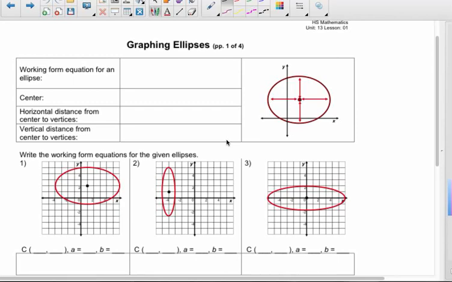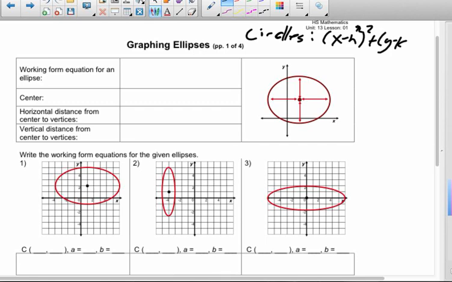Okay, so this is graphing ellipses. Ellipses you can think of as being a flattened circle. So if you remember right, the formula for circles was x minus h squared plus y minus k squared equals r squared. And this is going to be related to it, but not exactly the same thing. Because what we've done, and we're going to play with this term right here, we don't really have one r. What we've done is we've sort of squished this thing down.